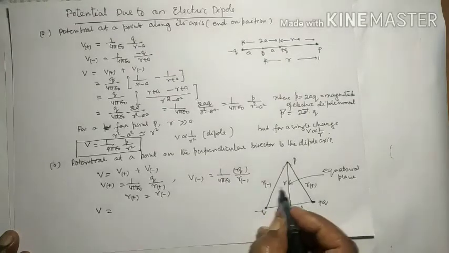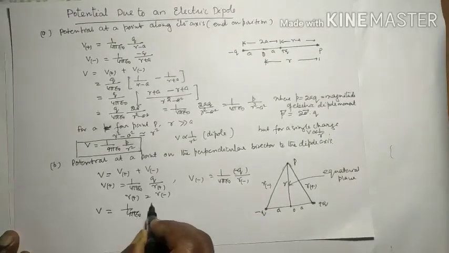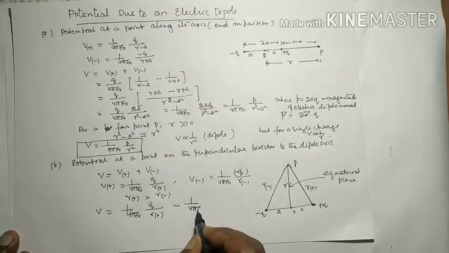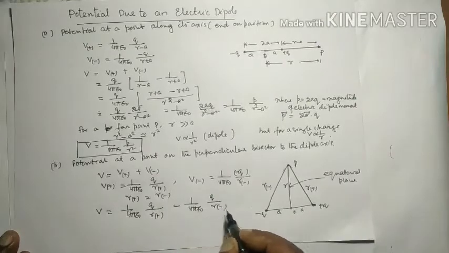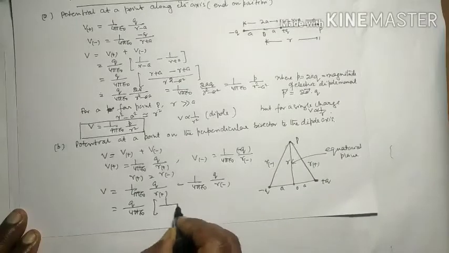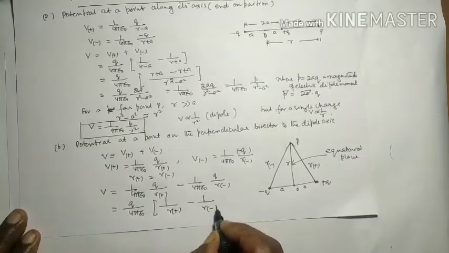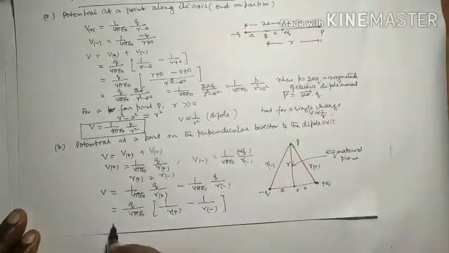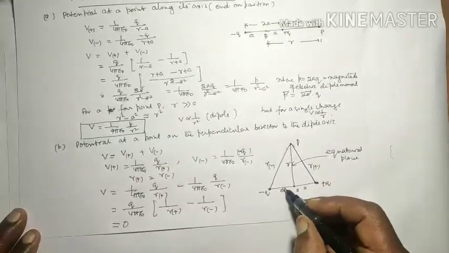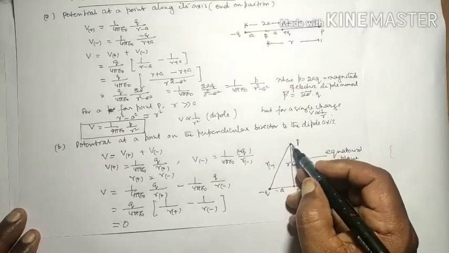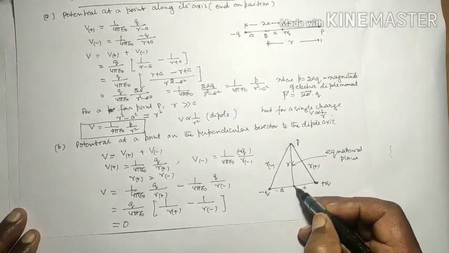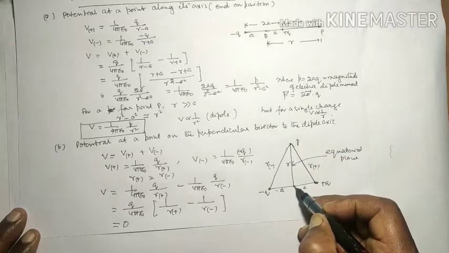So V equals 1 by 4 pi epsilon 0 q by r plus, minus 1 by 4 pi epsilon 0 q by r minus. So this is q by 4 pi epsilon 0 into 1 by r plus minus 1 by r minus. r plus equals r minus, so V equals 0. Potential at a point on the perpendicular bisector of the dipole is 0, that is, potential at any point on the equatorial plane is 0. At P it is 0, at O also 0, at the dipole center it is also 0.